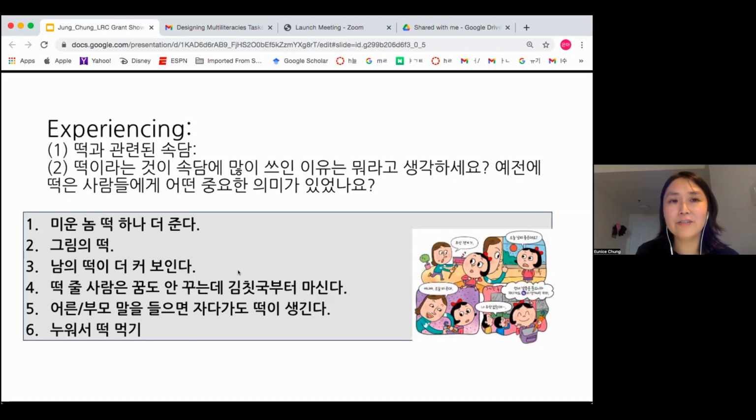And related to this proverb, the rice cake appears in the proverb, and a lot of Korean proverbs actually have rice cake in them. So I asked the students, why do you think rice cake is used so often in proverbs? And what kind of important message did rice cake have in the past? So we talk about those cultural messages in the proverb.